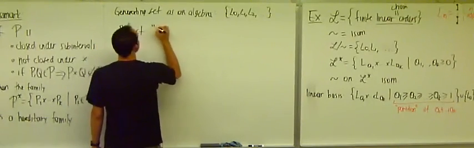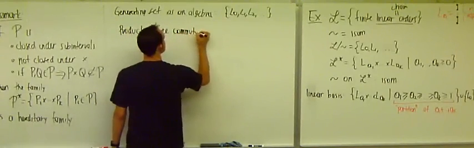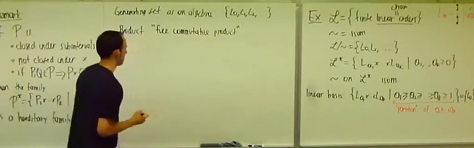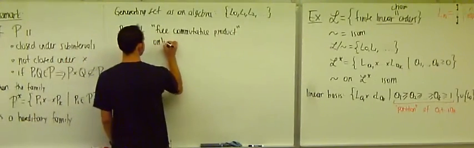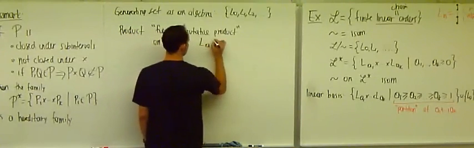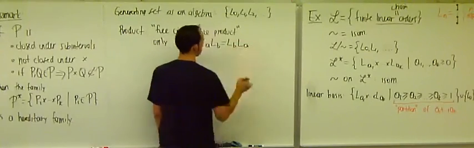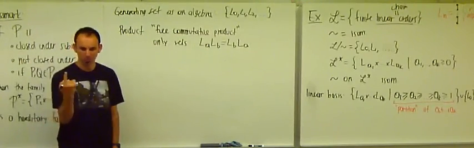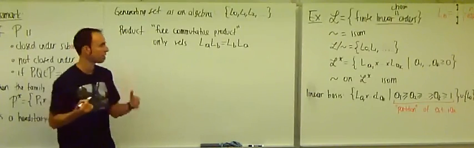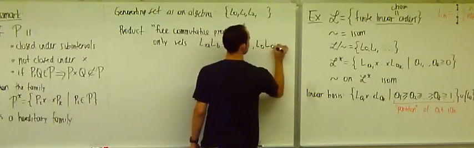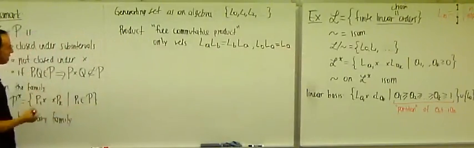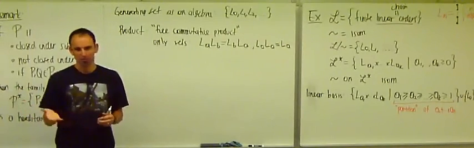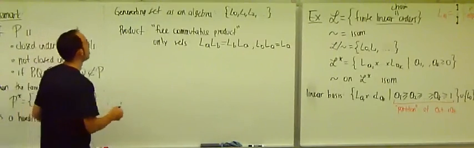So free commutative product. The only relations are LA LB equals LB LA. And there's another kind of trivial relation, right? Which is when you multiply by L0, because we said that L0 is the one of our algebra. Right? L0 is a point. When you multiply a point times anything, you get that anything back. So free commutative product. So if you want to multiply L3 times L7 times L5, you just get L3 times L7 times L5. Except if you want, you can order decreasingly L7, L5, L3. That's the product.